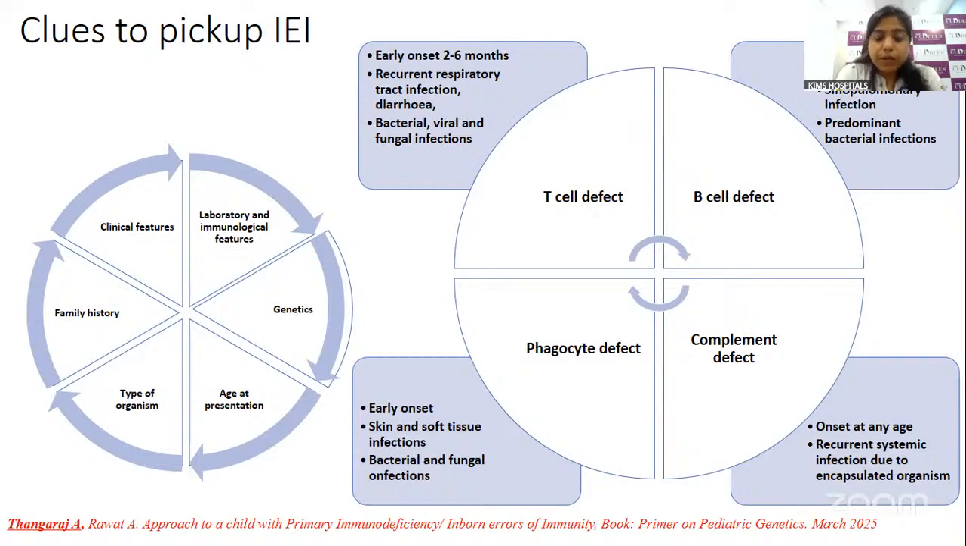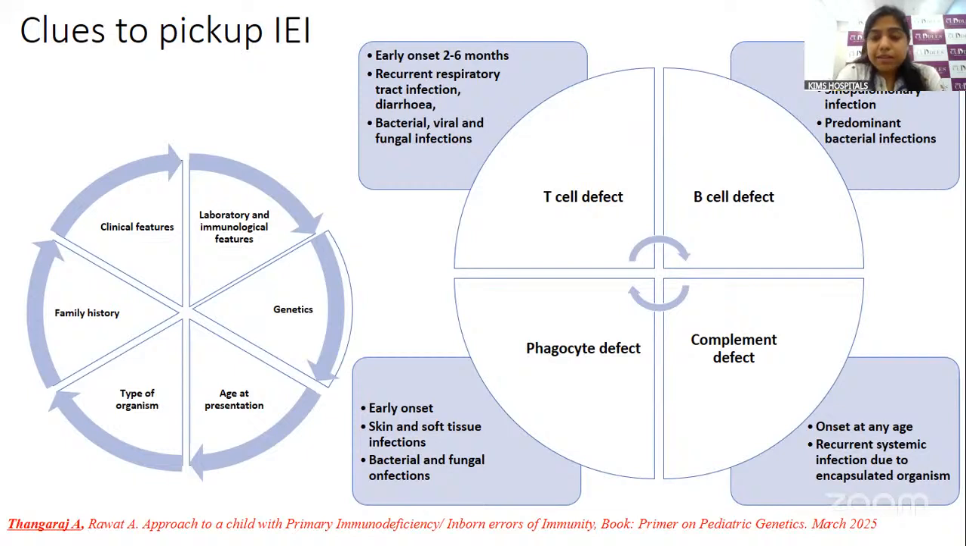In case of severe combined immunodeficiency, they have infections like PCP. And in case of hyper IgM syndrome also, they'll have PCP infections. So all these things should be kept in mind. So if it's cryptosporidium, there is a high chance it can be a hyper IgM syndrome.